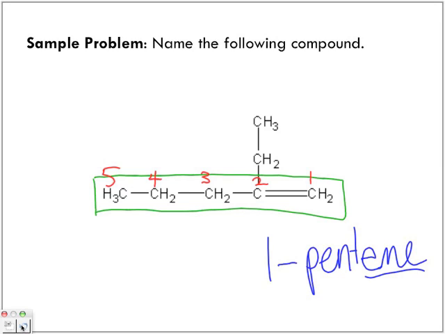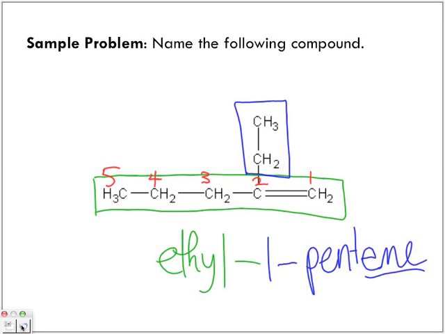So now, let's look at the branches. We've got one branch in particular, a 2-carbon branch, which is represented by an ethyl group. Now, what carbon is it located on? It's located on the 2nd carbon. So it's a 2-ethyl-1-pentene. Right? So the 2 tells us which carbon the ethyl group is a part of, the 1 tells us where the double bond is, and the main chain is the pentene. Okay?